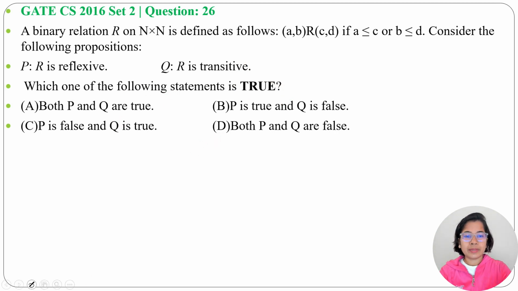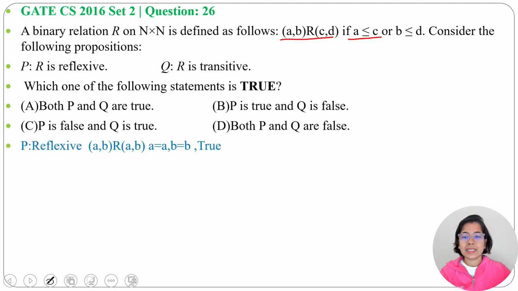So we need to check whether this relation is reflexive and transitive. It will be a relation if a is less than or equal to c or b is less than or equal to d. First check reflexive. Reflexive means (a, b) is related to (a, b). Here a equals a, b equals b, hence it is true. Here it is given less than or equal to, which means it can be either less than or equal to. Here both are equal, so it's fine. So the relation is reflexive.